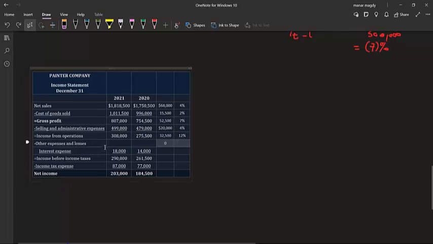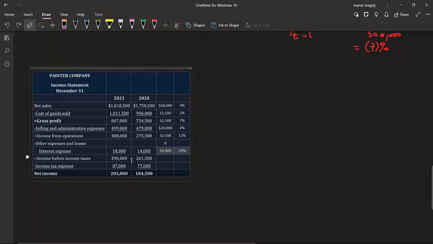Then the other, there is no amount here. The other expenses and losses include only one account, which is interest expense. The interest expense increased in 2020 from 14,000 to 18,000. So the difference equals 4,000. This amount of increase represents 29% increase. The same thing: if we deduct from the income from operations the interest expense, the 32,500 less the 4,000, you can get the total amount of increase here.